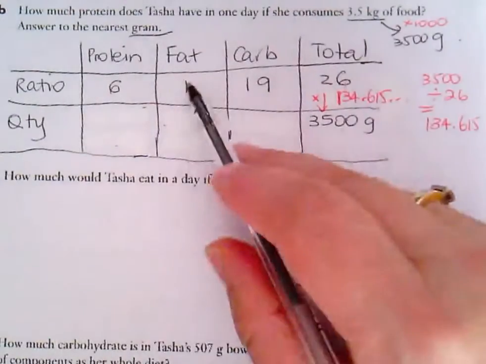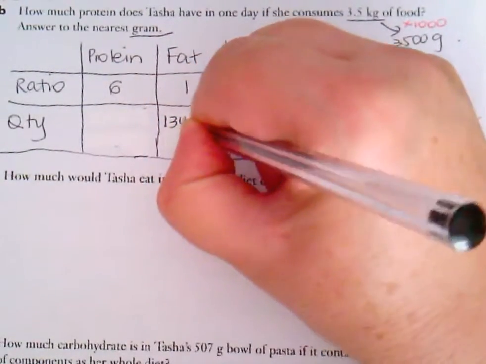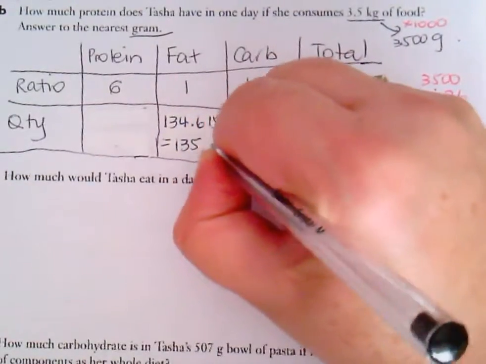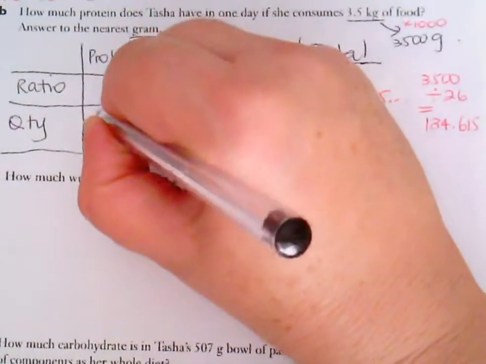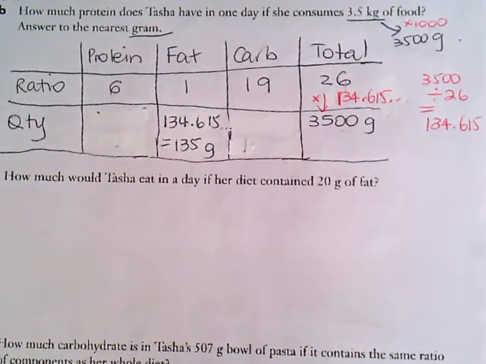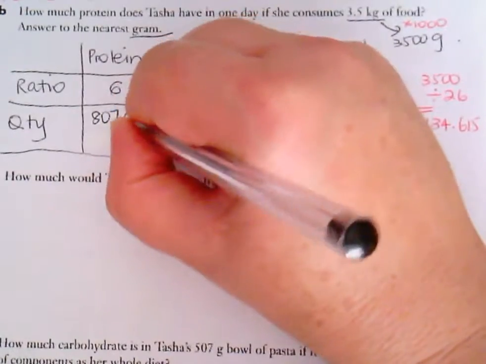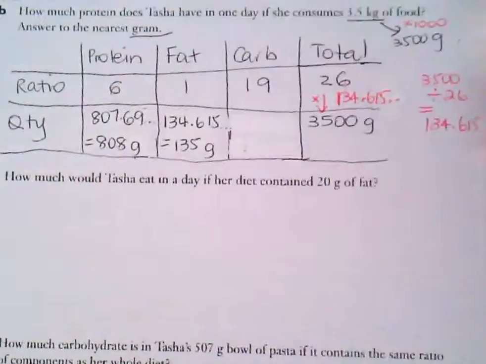So obviously 1 times 134.615 will be 134.615, etc. Rounded to the nearest gram, that's 135 grams. The next quantity, 134.615 times 6, that's 807.69 grams, which is approximately 808 grams.